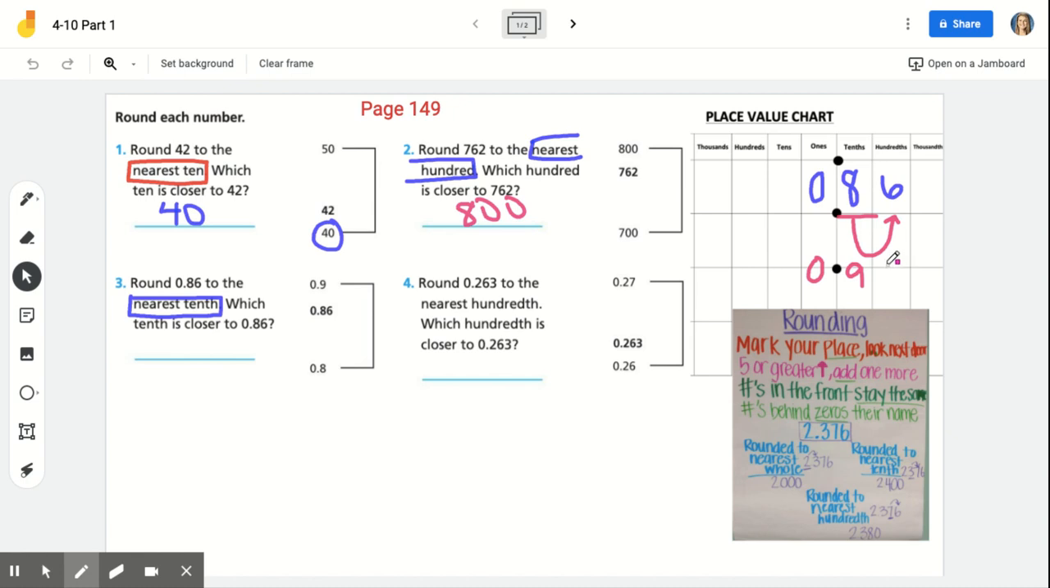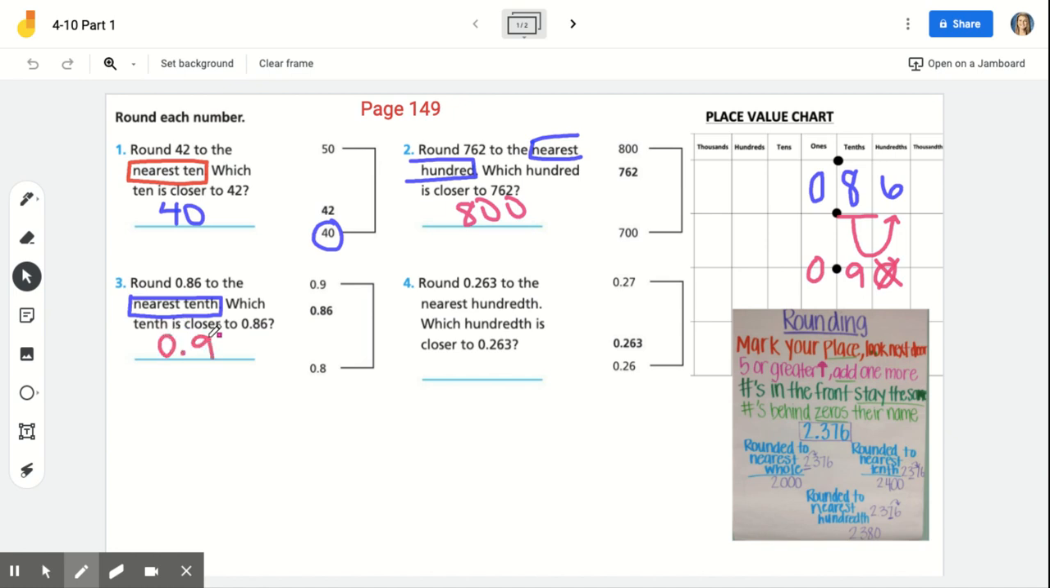Well, we learned in the previous lesson, if I replace 6 with a 0, I can have 90 hundredths, but this 0 has no value, so I can just drop it. And we arrive then at our answer. 86 hundredths rounded to the nearest tenth is 9/10. Go ahead and add that into your book.